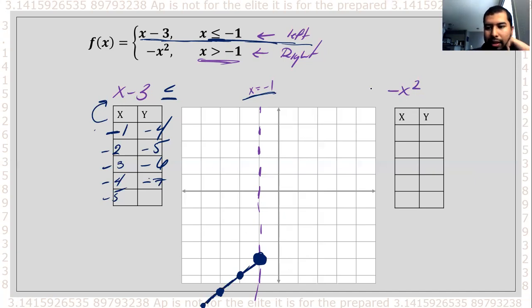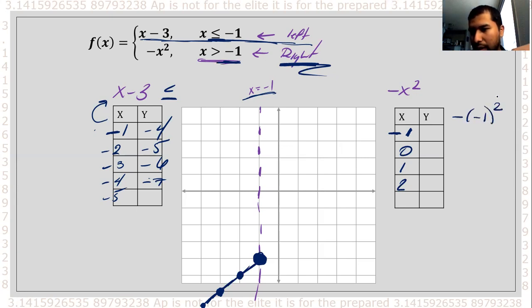Okay, the next one is -x squared, and it's all the values, not including, but let's use it as a reference, -1, and all the values to the right. So 0, 1, 2, stuff like that. So when I get -1, I substitute it. This one looks a little tricky. I'm going to write it out.